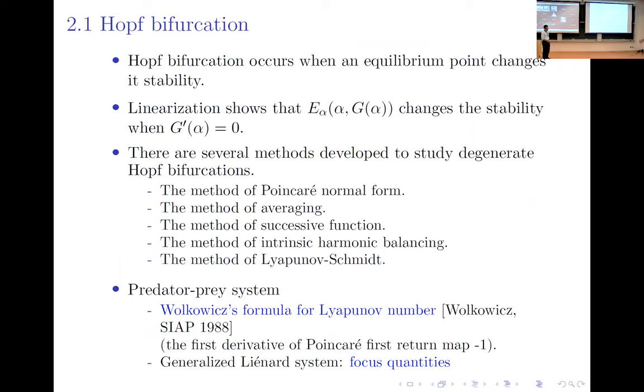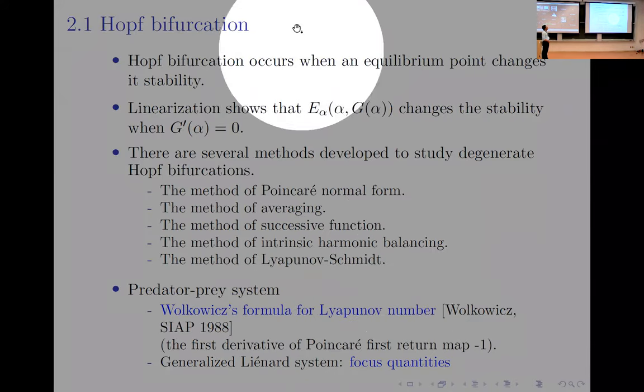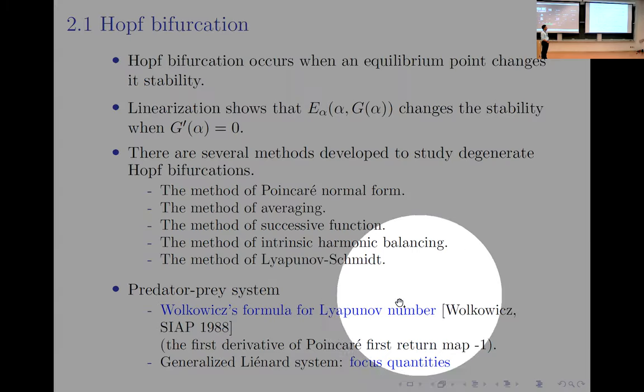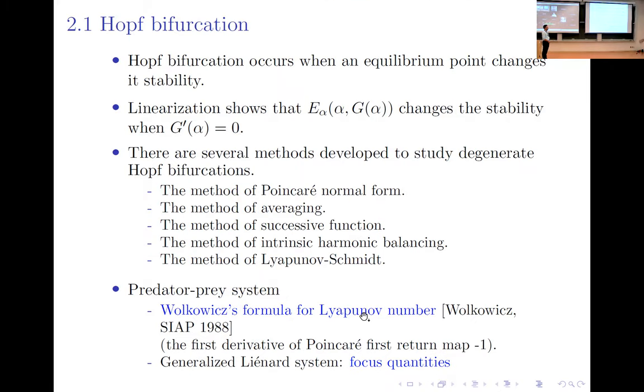There are several methods developed to study the Hopf bifurcation and the degenerate Hopf bifurcation, so I list some of them. For the predator-prey system, there are some approaches to consider the Hopf bifurcation. Here I just list one, so forgive me if I missed several other methods. The first one is the formula derived by Professor Workwith in 1918s. It's a very short and concise formula for the first Lyapunov number. If the first Lyapunov number is zero, we may need more information from the high order terms. Then we will consider the focus quantities from the generalized Liénard system.